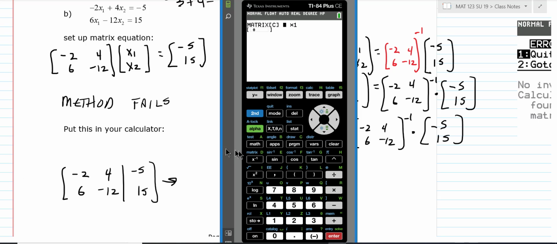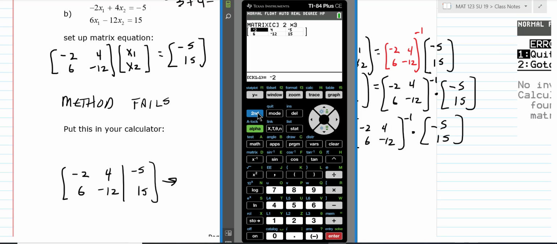Okay, this has 2 rows and 3 columns. So we set this up as a 2x3, like that, and then we just put in the numbers. So we got -2, 4, -5 for the first row. Then we have 6, -12, and 15. All right, so then we've got an augmented matrix in.